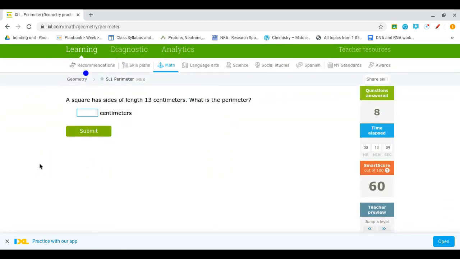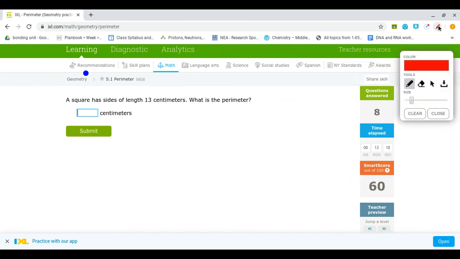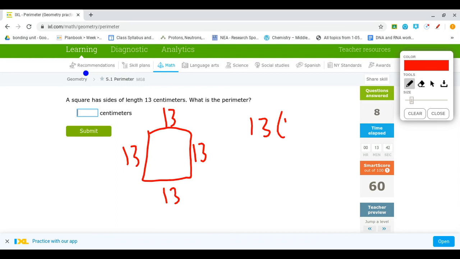Look at this one. Our picture went away. It says a square has sides of length 13 centimeters. What is the perimeter? Well, if you want to, you can draw a picture of a square to make it look like the last problems, but you don't have to if you don't need to. I'm just going to draw a little sketch for us. So square, side length's 13. Well, that means all 4 sides are the same. Now it becomes like the other problem. 13 times 4 gives us 52 centimeters.